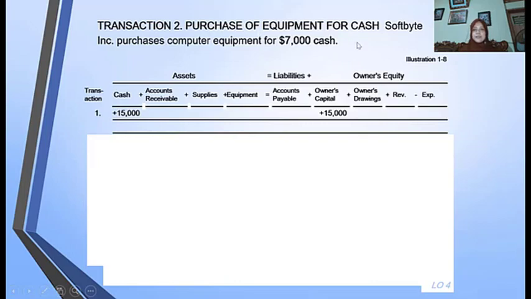Next transaction, purchase of equipment for cash. SoftBite Incorporation purchases computer equipment for $7,000 cash. It means cash minus $7,000 because this is purchasing for cash, and equipment rises $7,000. No effect on the right side, but our assets change from cash to equipment. Okay?